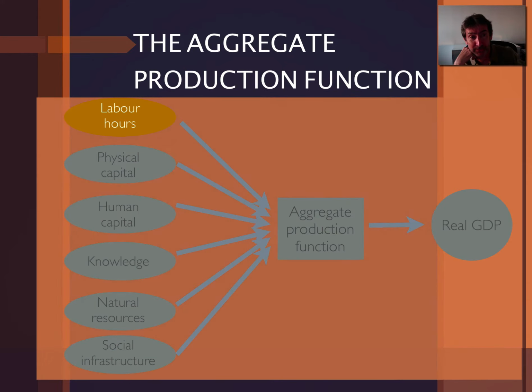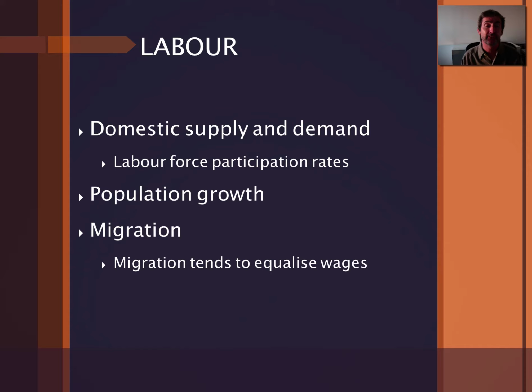So let's think about these inputs in turn. Let's first think about what determines the amount of labor in an economy. Well, there are three things that we can point to. One is the labor market. In other words, we look at domestic supply and demand for labor. And in the long run, these are going to be affected also by participation rates. For example, one of the forces that's affected the amount of labor in developed economies over the last several decades has been increased female participation in the labor force.